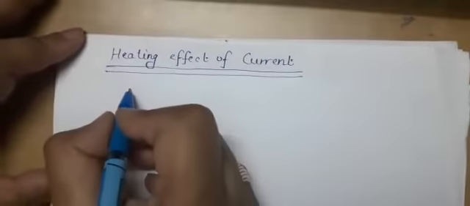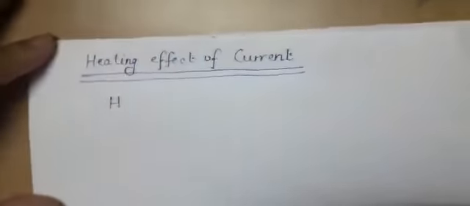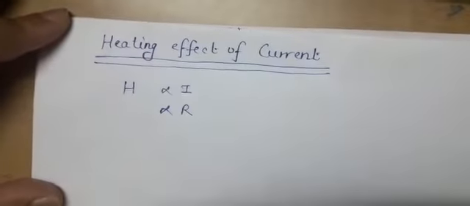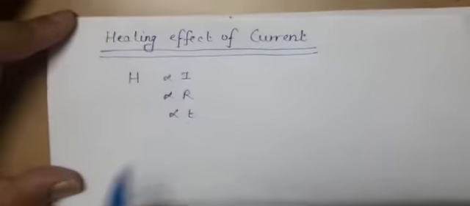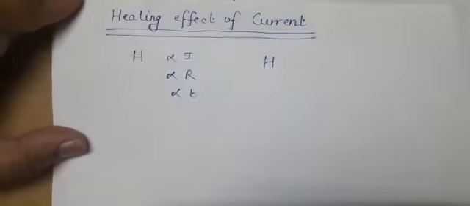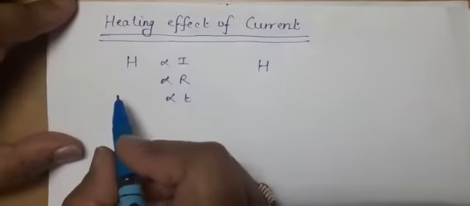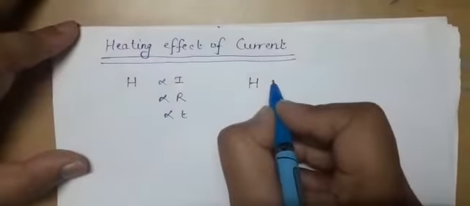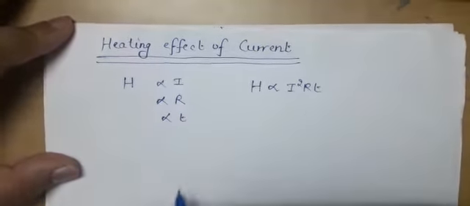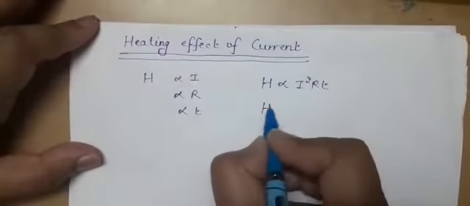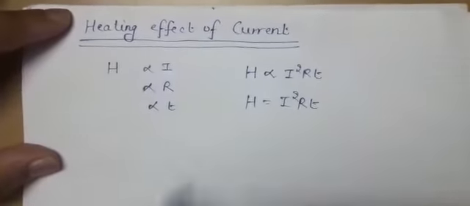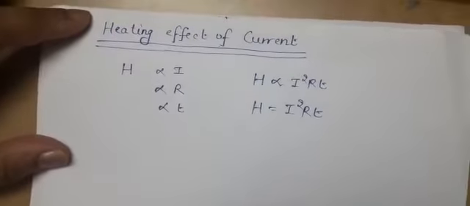The phenomenon of producing heat in a resistor depends upon the current. It also depends upon the resistance of that conductor and the time for which the current is flowing. In the 10th class you have also discussed this concept. The amount of heat produced in a conductor in time t is proportional to I square RT. When the proportionality sign is removed, we can simply write it as I square RT, ignoring the constant of proportionality.